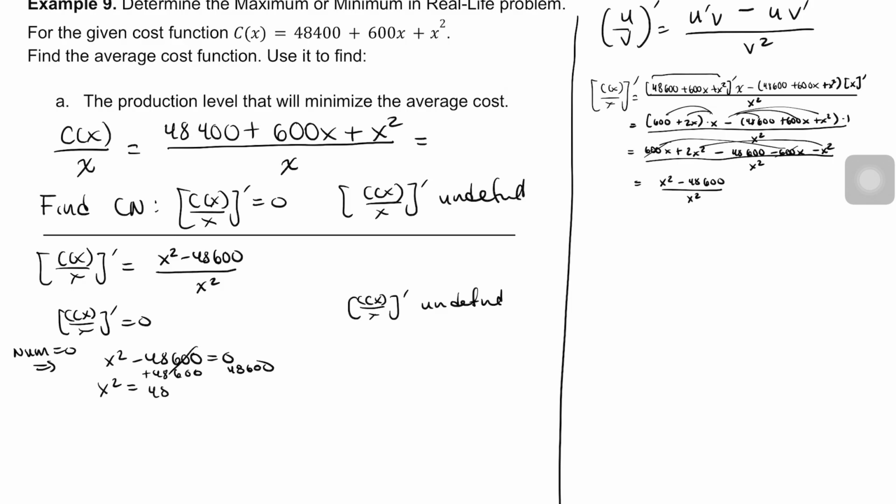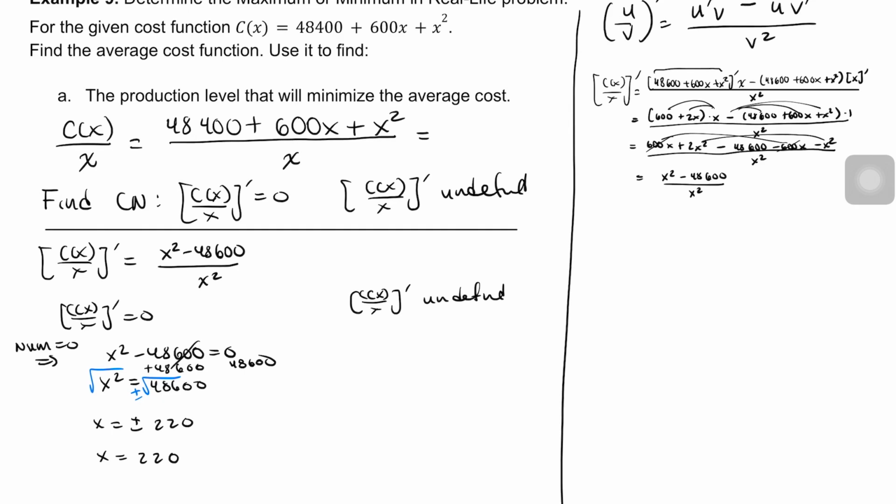And that will give us x squared equals 48,600, and now we can take the square root on both sides of the equation, plus or minus. This will be x equals plus or minus 220. Now it doesn't make sense for us to make a production that is negative 220, so the only solution will be 220.